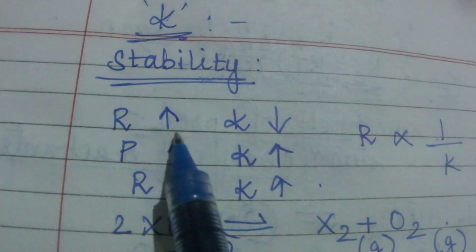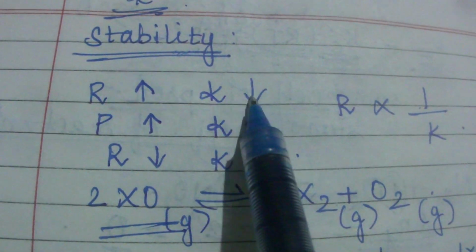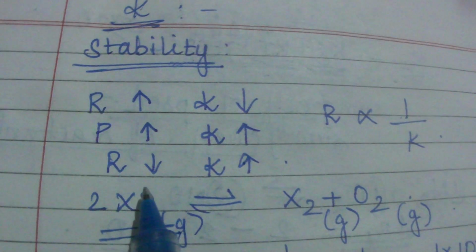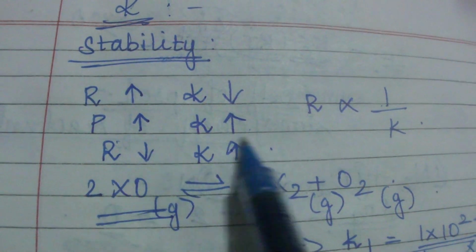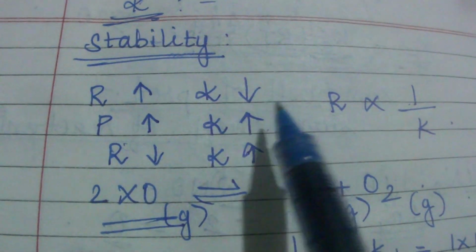Okay, so the application of K is that it is used to derive the stability of the reactants and products. If the value of K decreases, then the stability of reactant increases. If the value of K increases, then it decreases. Whereas for product, it's just directly proportional. If the value of K increases, it also increases. If it decreases, it also decreases.